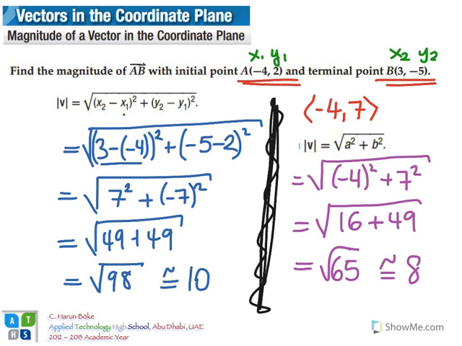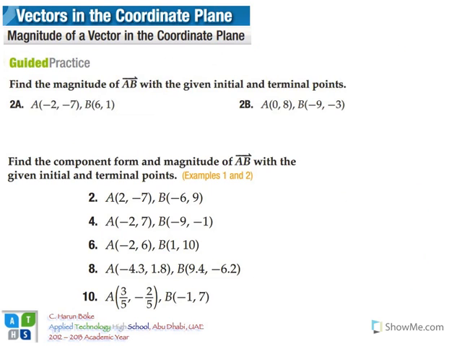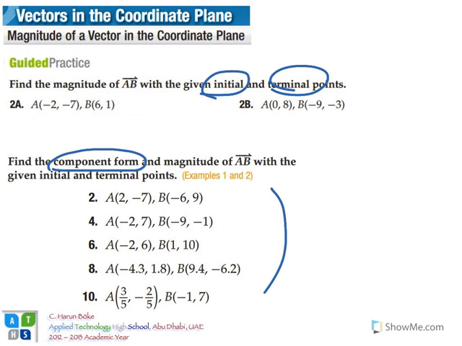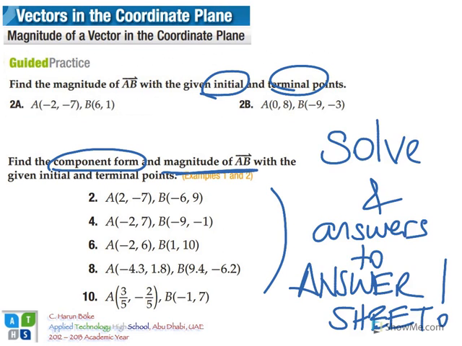So now it is your turn. In the first two questions you're going to calculate the magnitude from the given initial and terminal points. In the second set of questions here, you will first find the component form, and then you can use the second formula to calculate the magnitude of the given vectors. So please solve these questions and enter your answers in the answer sheet.